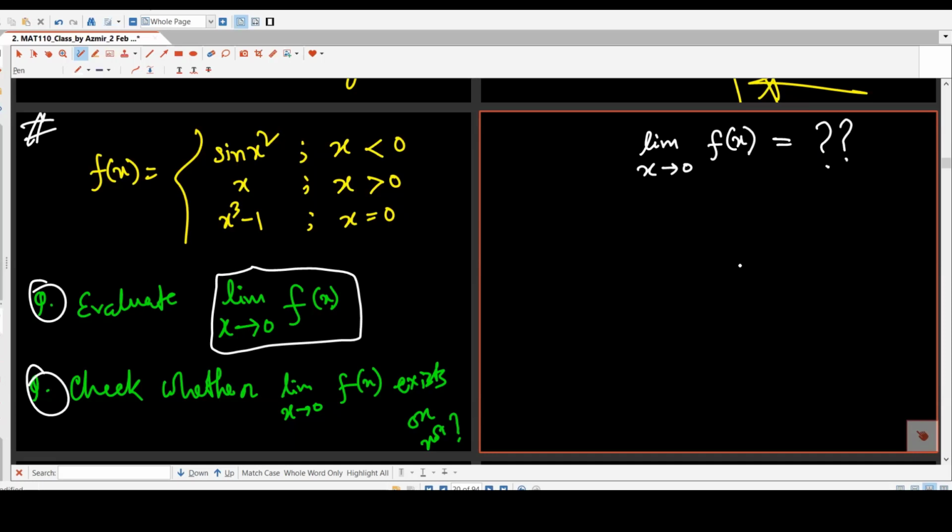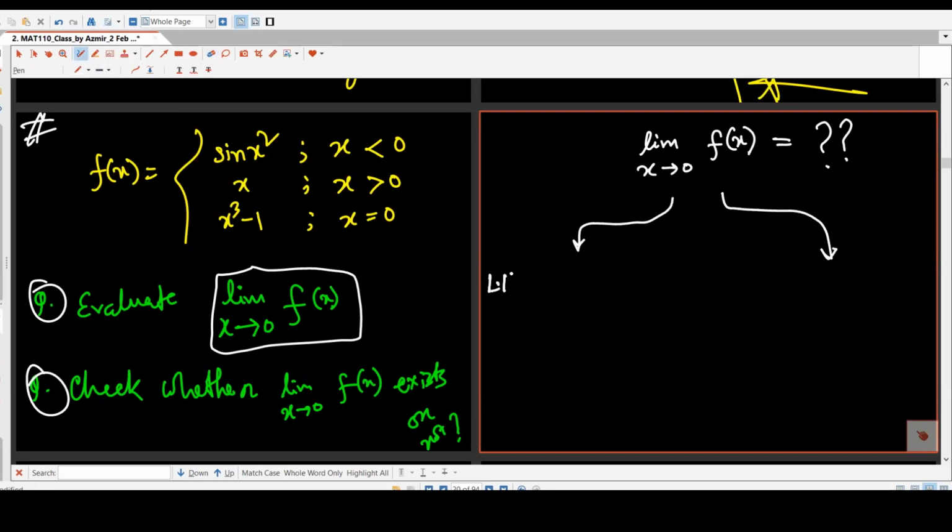So it can be easily done if we have a single function, let's say x squared. Then we can take the limit as x tends to 0. On the right side, limit x tends to 0, so 0 squared is 0. That can be easily found. But since f of x has 3 parts, we have to go with the concept of left hand limit and right hand limit.